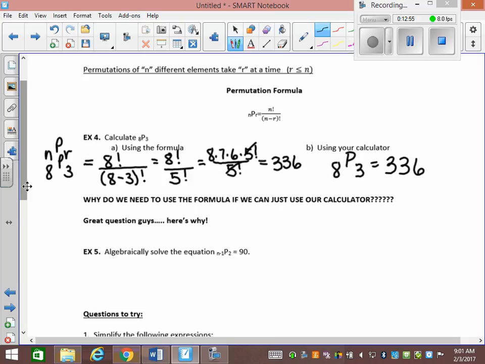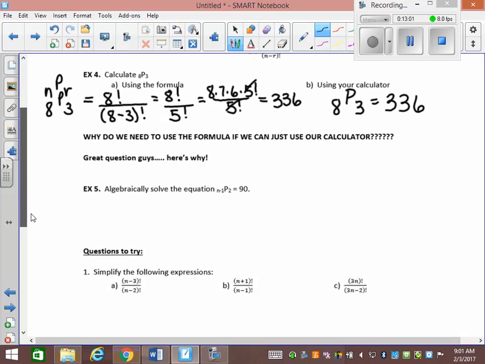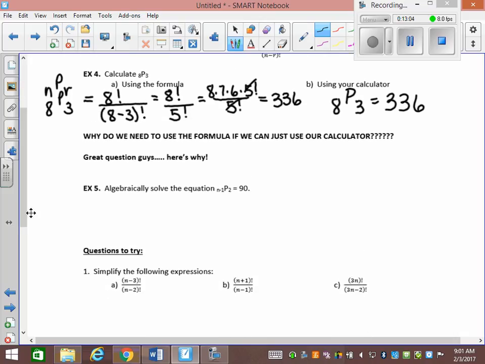Now, why do we need this formula if we can just use our calculator? Great question. So here's why. You're given something like this, n minus 1 p2 equals 90. You're going to have to use your formula to solve for it. So the formula is nPr equals n factorial over n minus r factorial. So this is what we're going to fill in for n. This is what we're going to fill in for r. So the n minus 1 we're going to fill in for n. The 2 we're going to fill in for r. And then we're going to set it equal to this number, 90.